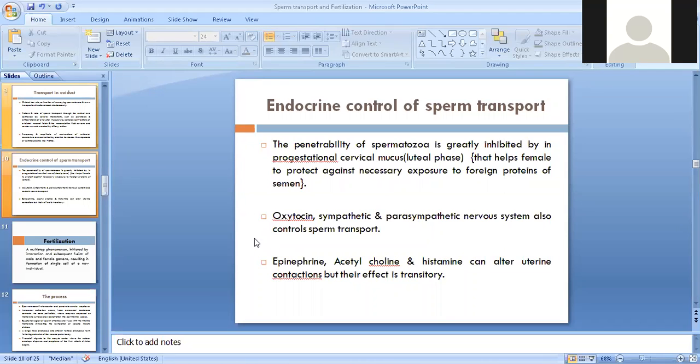There is a role of oxytocin and the sympathetic and parasympathetic nervous system also. Obviously, with the activation of the nervous system, the various movements and the various productions are controlled, which controls the sperm transport. There is a role of epinephrine, acetylcholine, and histamine as well, but it is not that extensive.